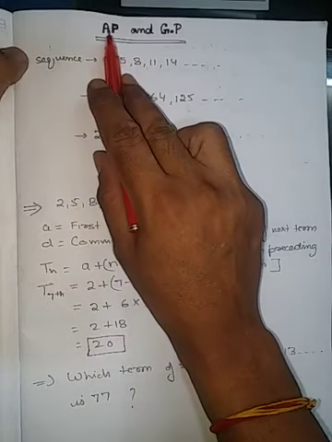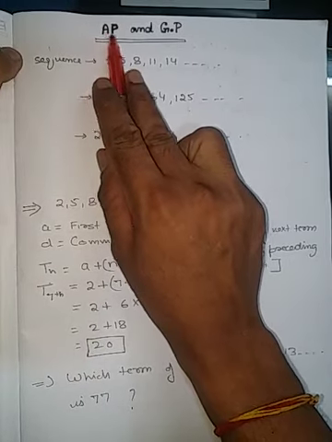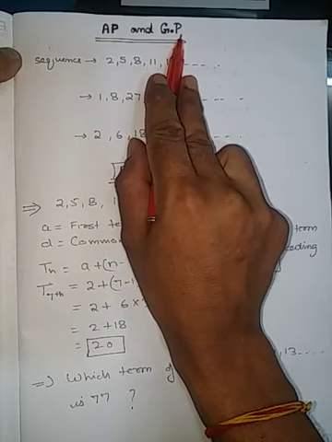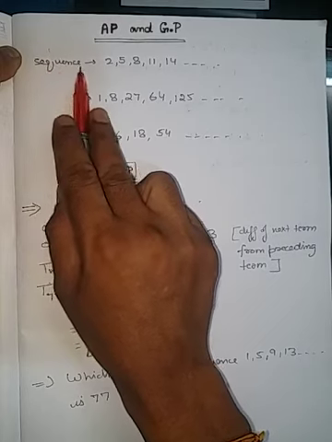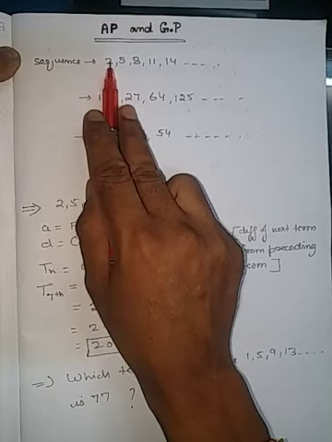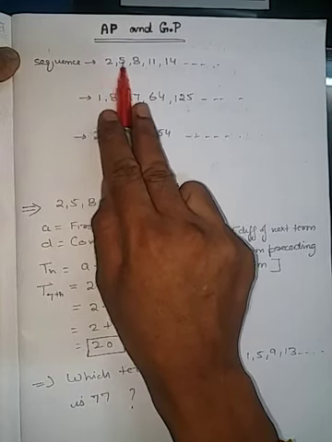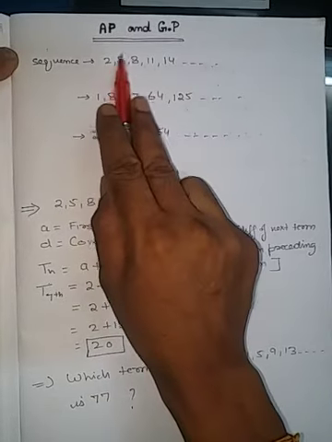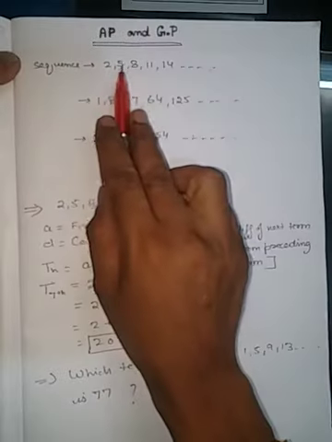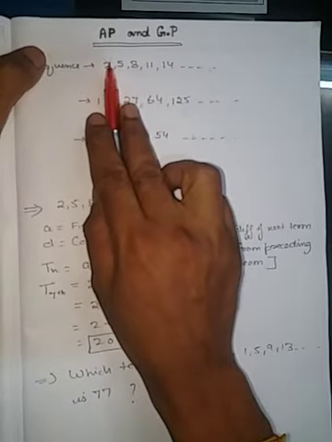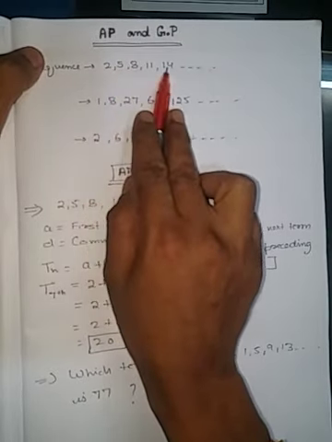Children, today we will start AP and GP, arithmetic progression and geometric progression. So what are these? Suppose any sequence is given. What is a sequence? A sequence is any series of numbers given to you, like 2, 5, 8, 11, 14, or any series of numbers, and they follow a specific relationship between them.